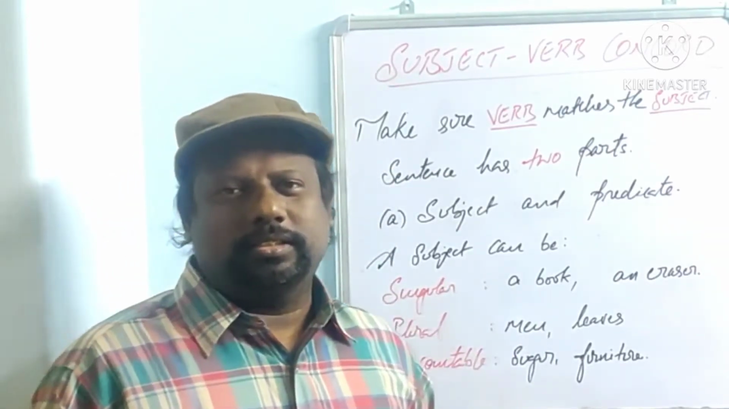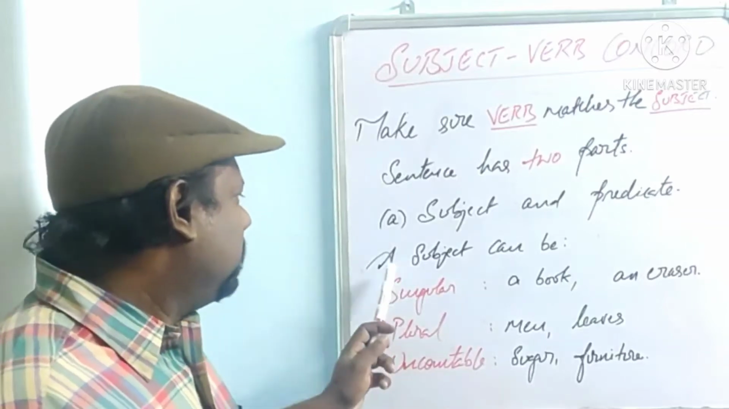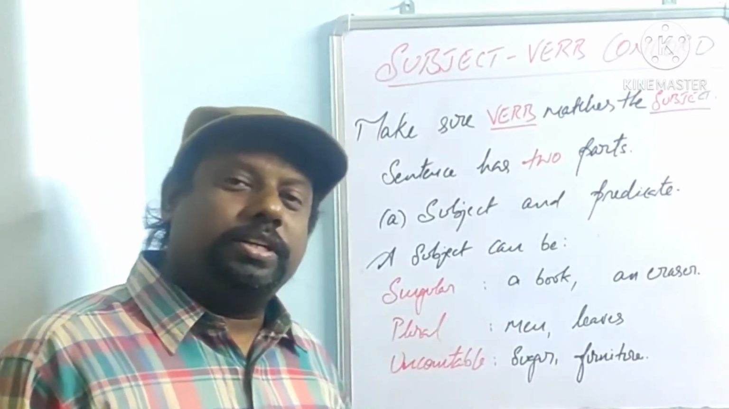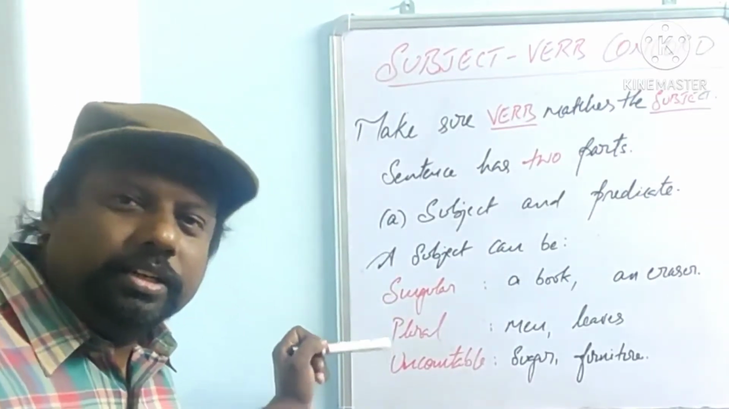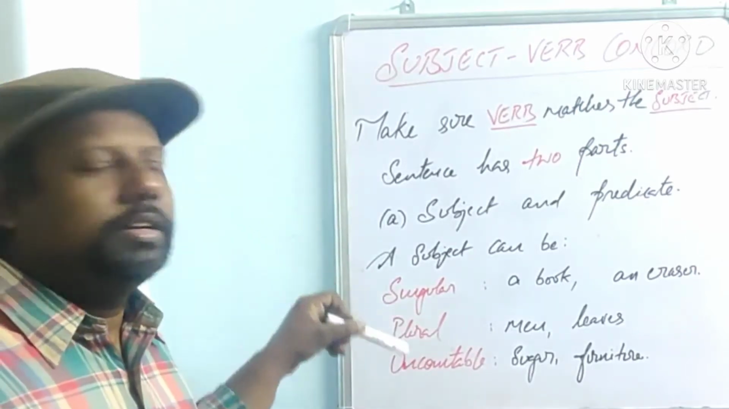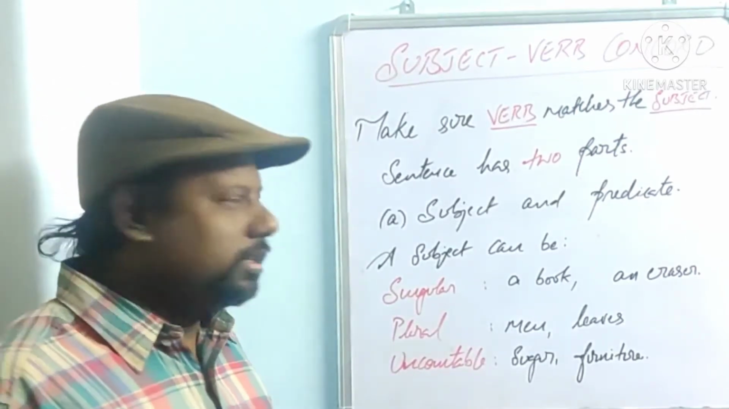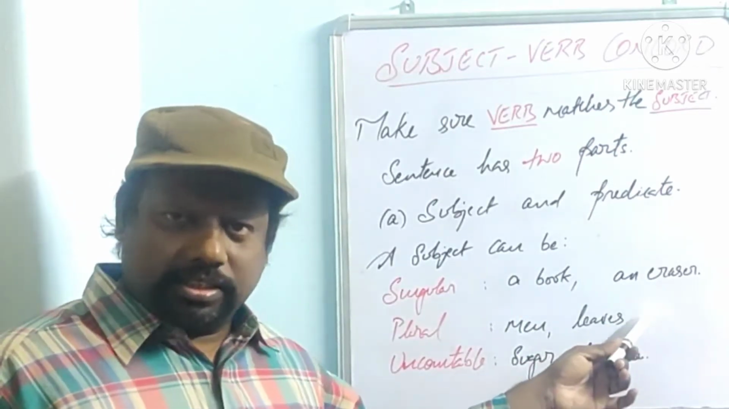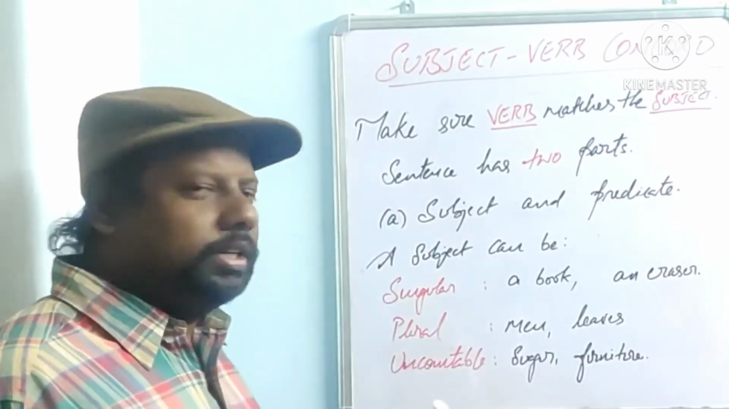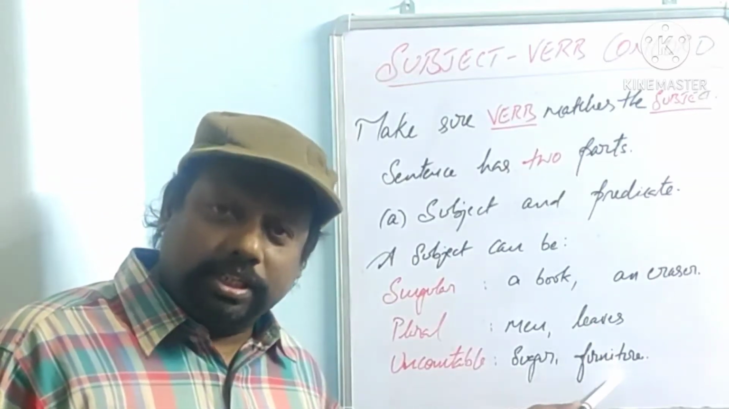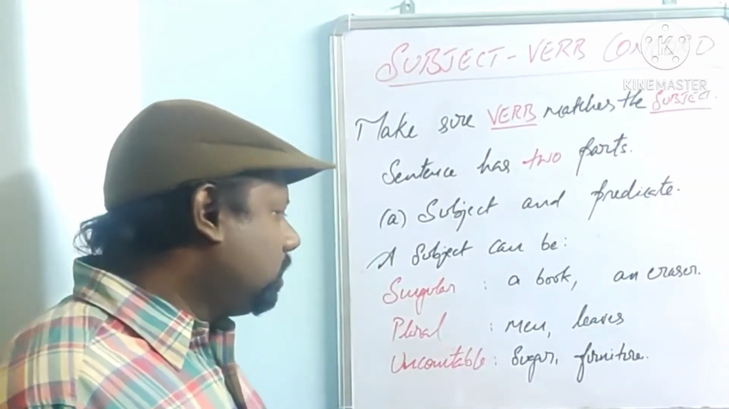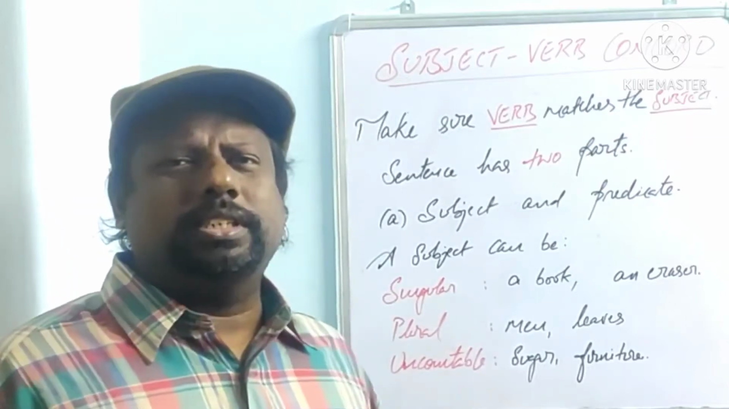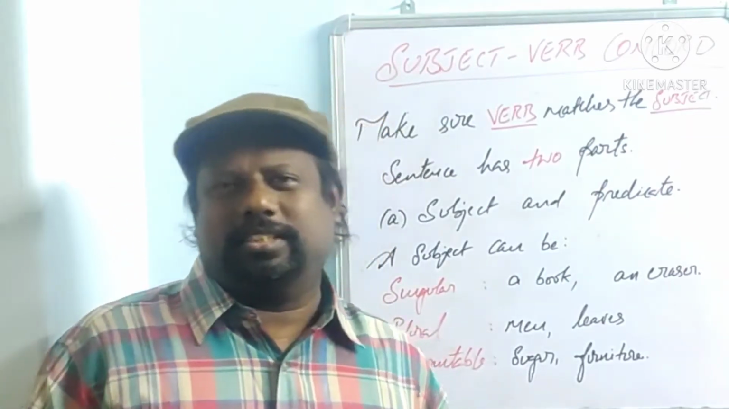Until then it is clear, right? Now see, what can a subject be? It may be singular, it may be plural, or it may be uncountable. Isn't it? So a subject can be singular, like a book, an eraser. A subject can be plural, men, leaves. And when we come to uncountable, it may be sugar, furniture, water, milk, etc.